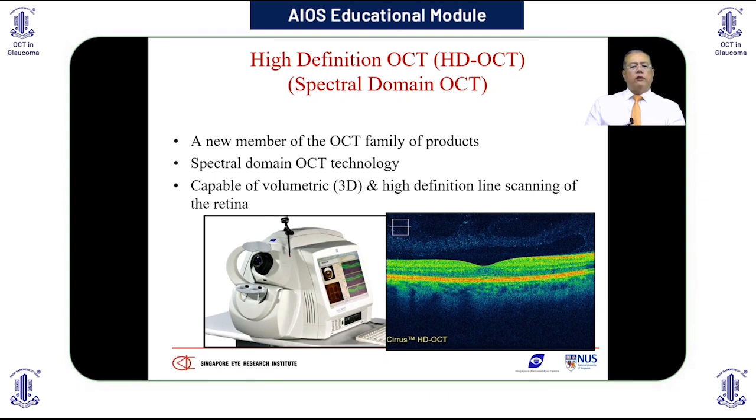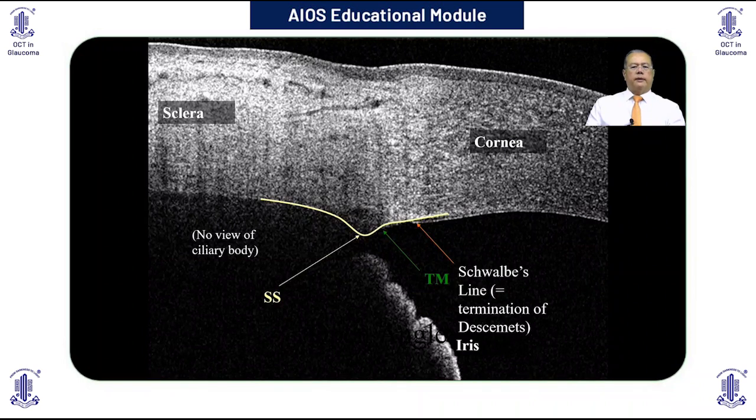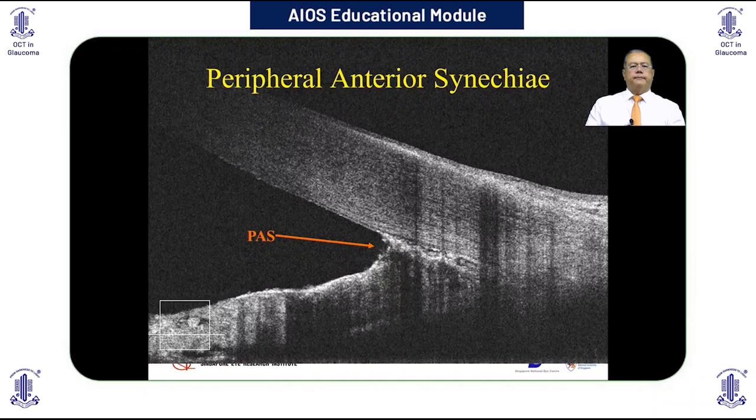We move on now to spectral domain OCT, or high definition OCT, which is a slightly higher resolution technology with faster scanning speed. Here's an example of a high resolution image showing the trabecular meshwork, the Schwalbe's line, as well as the scleral spur. There's another image showing a patient with high resolution contact of the iris anterior to the scleral spur, where the trabecular meshwork lies. Another example here of peripheral anterior synechia.